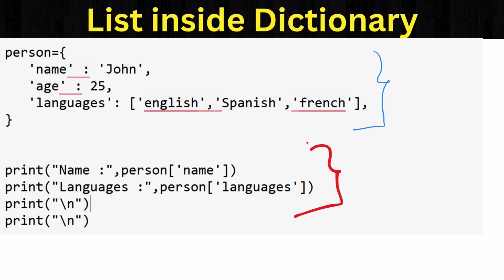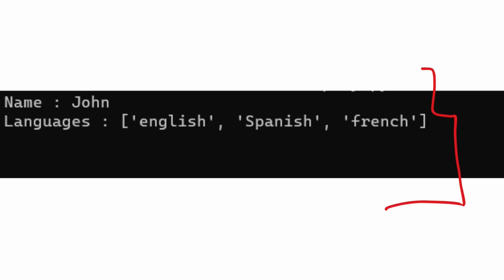Now how do we access the elements in that? That is what the other 2 lines are doing here. In print is name, here person of name, so person is the name of the dictionary and name is the key that you intend to access. In the next line, languages, here also person is the name of the dictionary, and the key that we intend to access here is languages. See the output here: name John, and languages, we get English, Spanish and French. So when we access this key, we get the list instead of a single value, because this is a list of values.